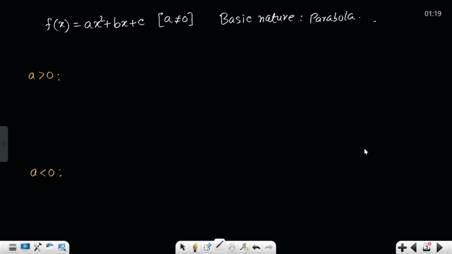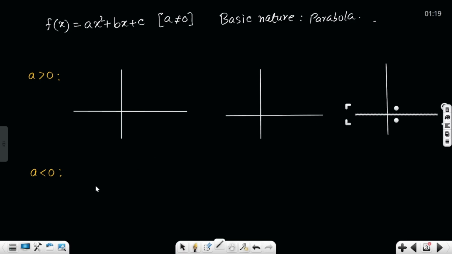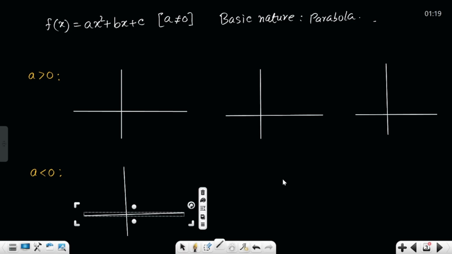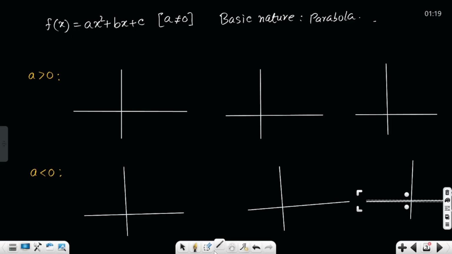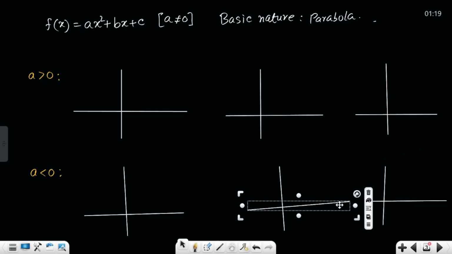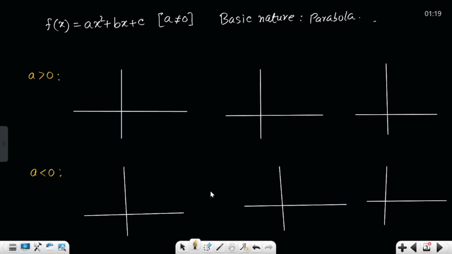So let's try to draw. Let us draw the corresponding axes. These are for a greater than 0, and this will be for a less than 0. Clear? I hope it is clear to you. Now let's try to draw the graph. So what is the nature of a parabola? A parabola is something like a U-shaped graph.